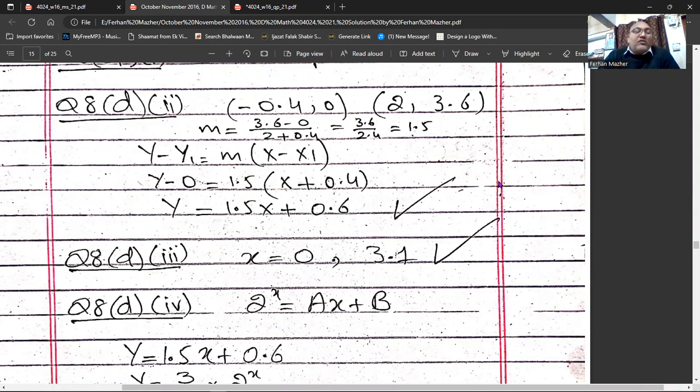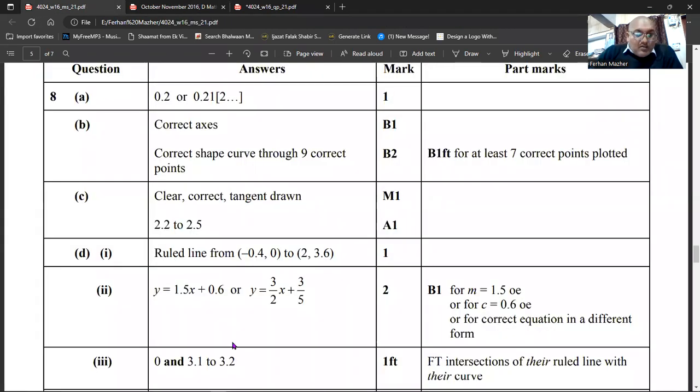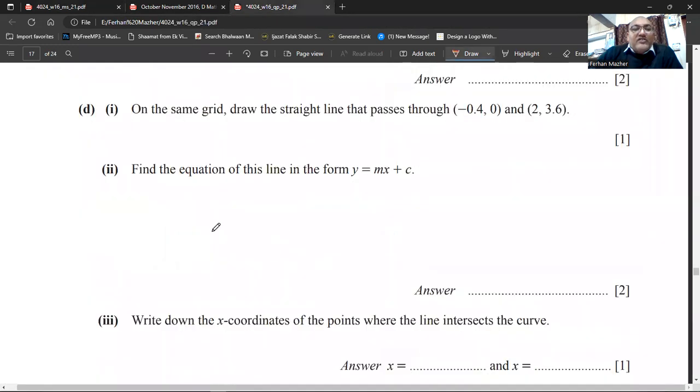So if you want to find out the equation of that line, the formula is y minus y1 equals m bracket x minus x1. In the place of x1 and y1, I will put this first point. The x1 will be minus 0.4 and the y1 will be 0. So y minus 0 equals 1.5 bracket x plus 0.4. It's basically minus minus 0.4, which becomes positive. So y equals 1.5x plus 0.6. 1.5x plus 0.6 is the right answer. Our answer is right. Okay, good.